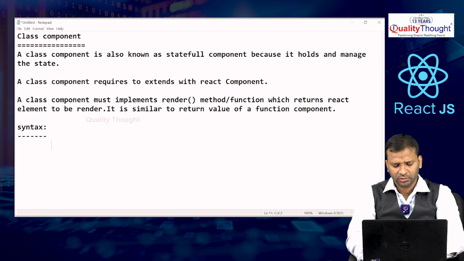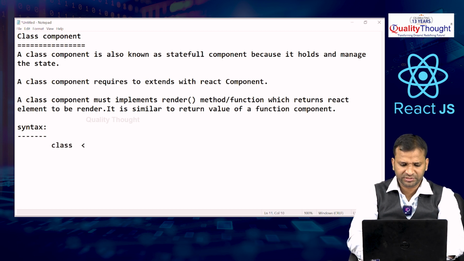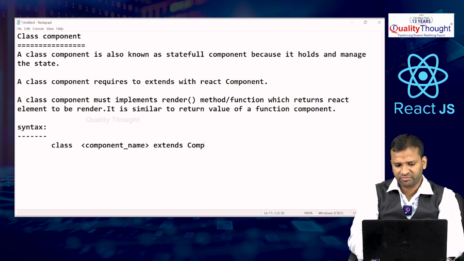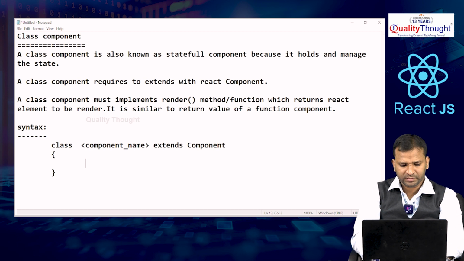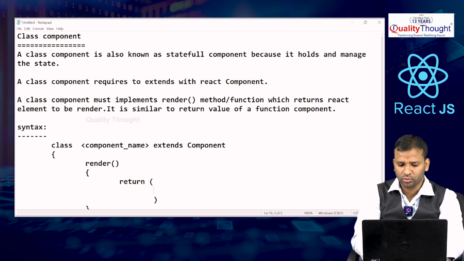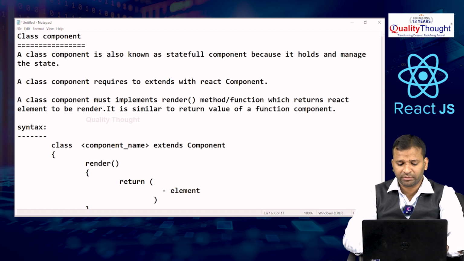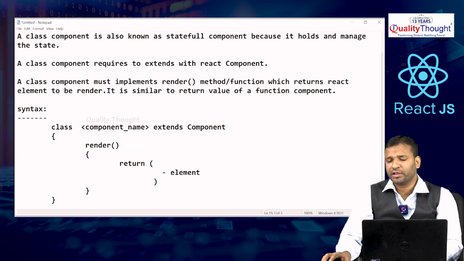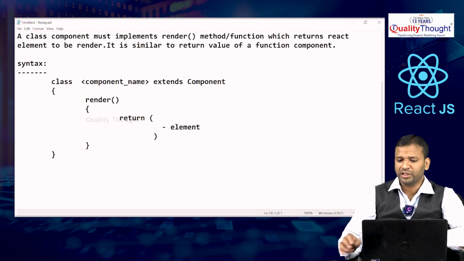So what I'm going to do here, I will say class, then I should write a component name. Then I can say extends component, and compulsorily here we should write render, and in the render we should write return, and here we can return anything. We can use an element. So this is the way we can do it, guys. I hope you understood till here.